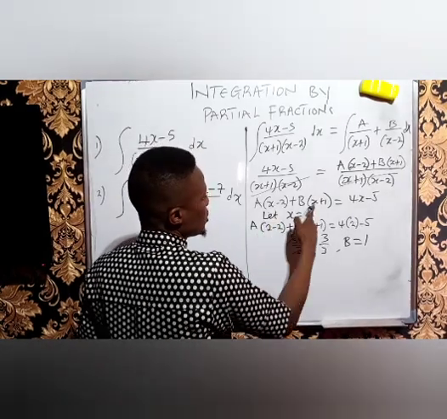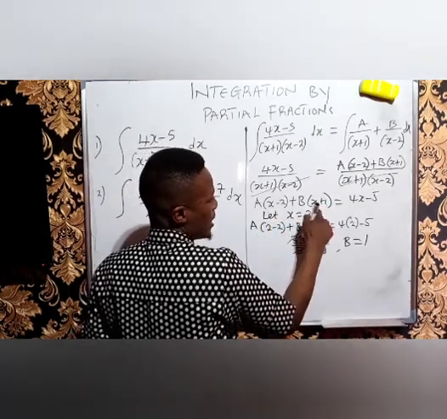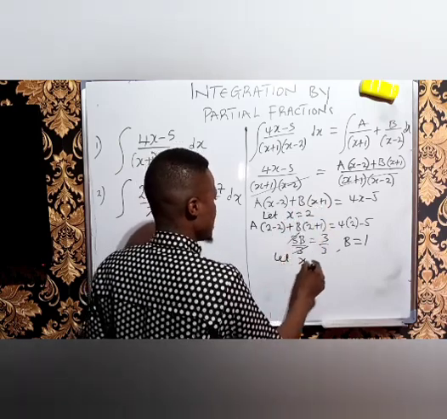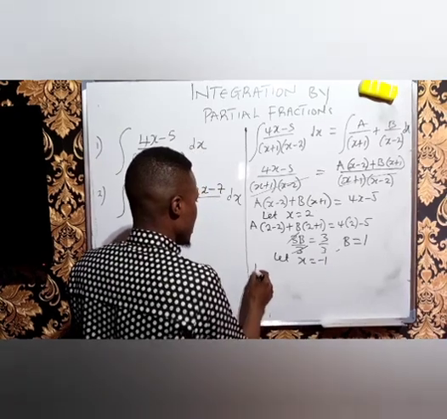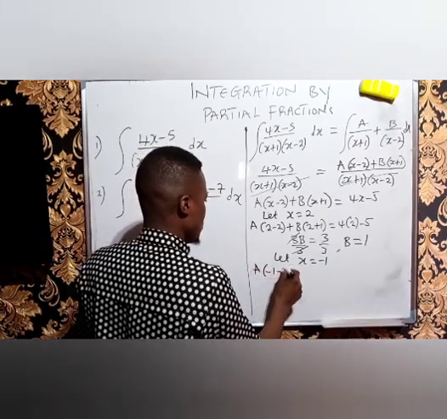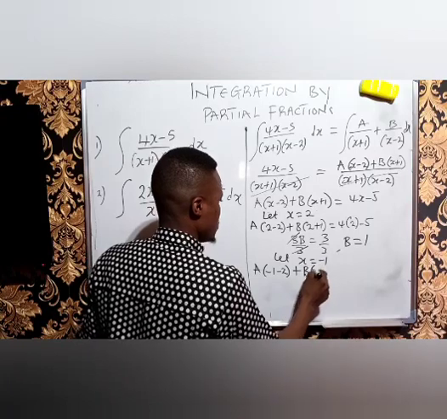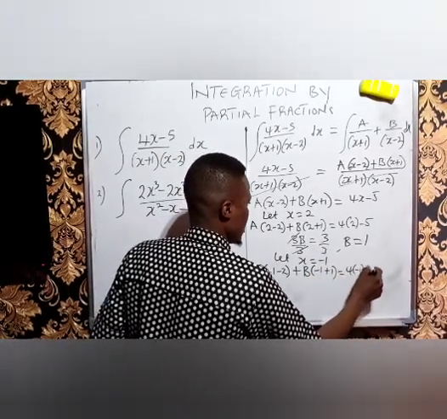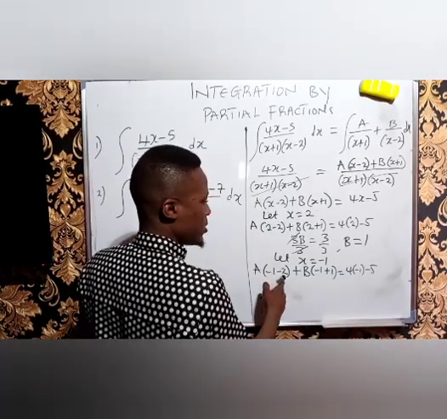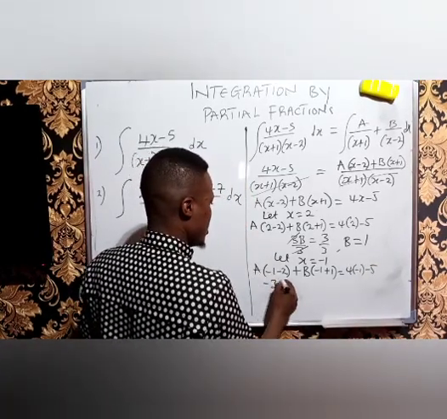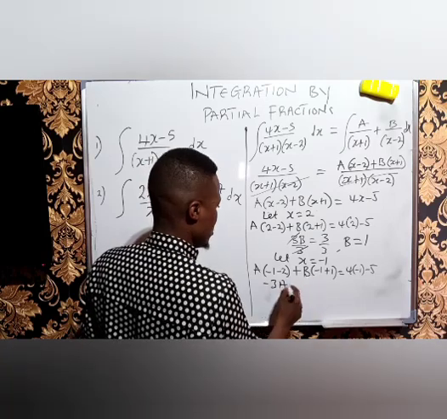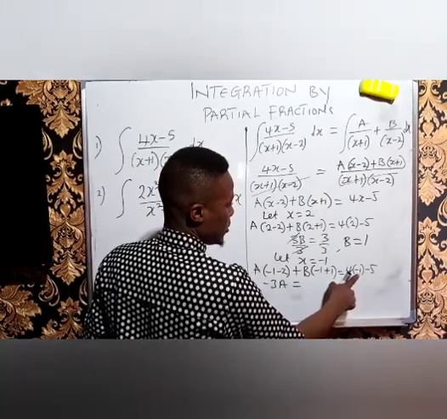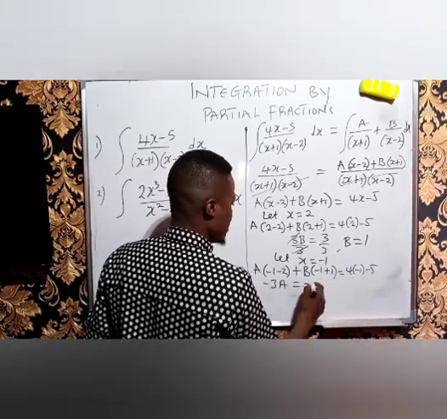If I want to get a, I will set b to be minus 1, because minus 1 plus 1 will give me 0. So that b will go. So I can say let x be minus 1. So I have a into minus 1 minus 2 plus b into minus 1 plus 1 equals 4 into minus 1 minus 5. This is now minus 3 times a. I have minus 3a. This is now 0, so it has gone. Equals 4 times minus 1 is minus 4. Minus 4 minus 5 is minus 9.